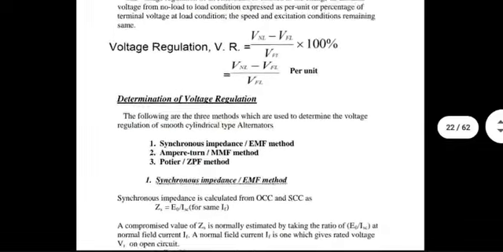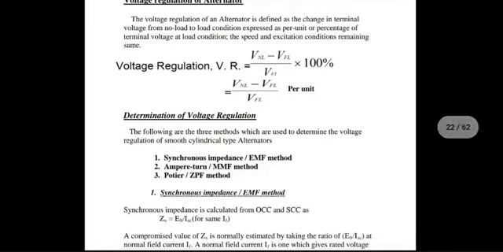I was mentioning last time that voltage regulation in the case of AC machines is mentioned along with the power factor of the load at which you carried out the calculation or did the experiment. It is not enough to say voltage regulation is 5% to 10%. You always have to say at what power factor, and also the nature of the power factor, whether it's leading or lagging. All that is critical.